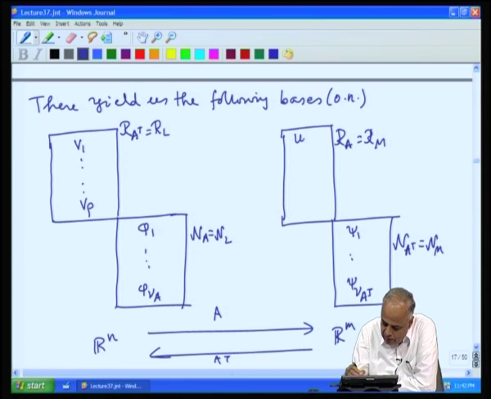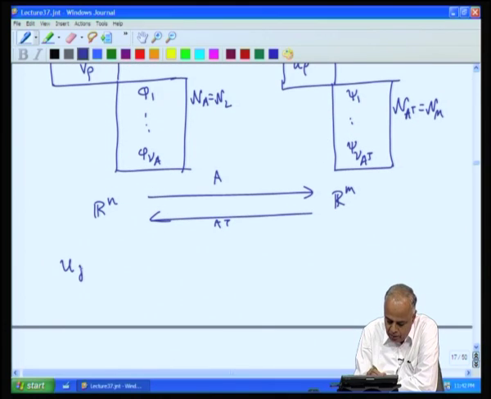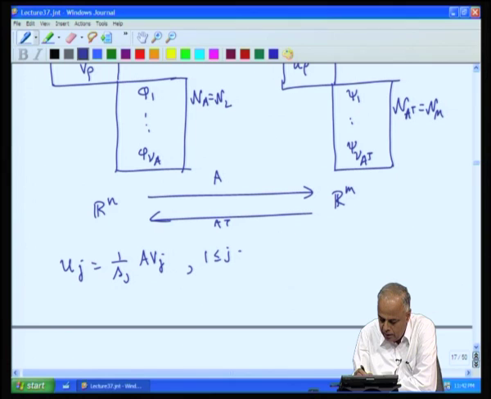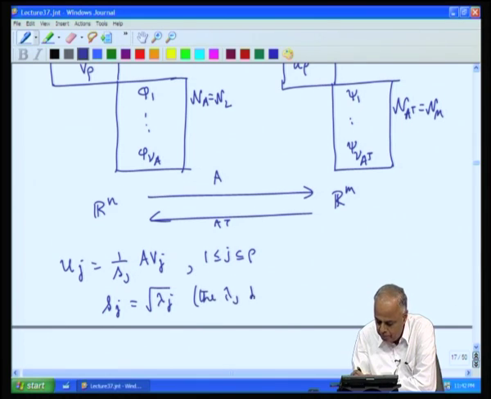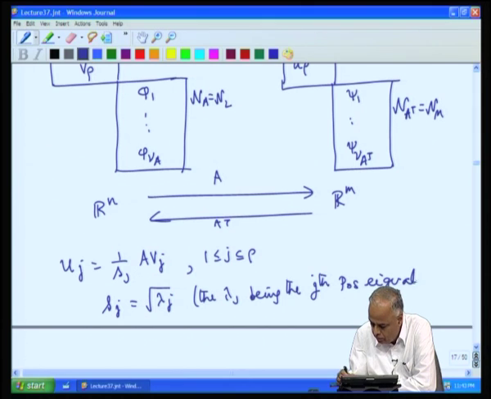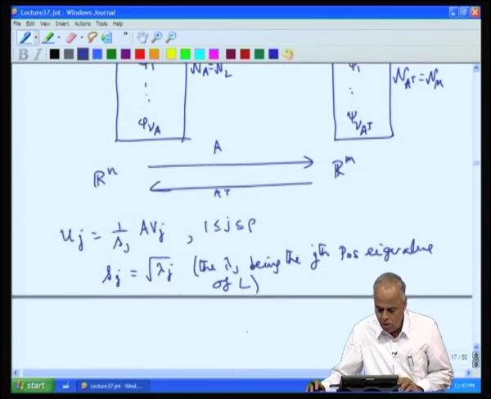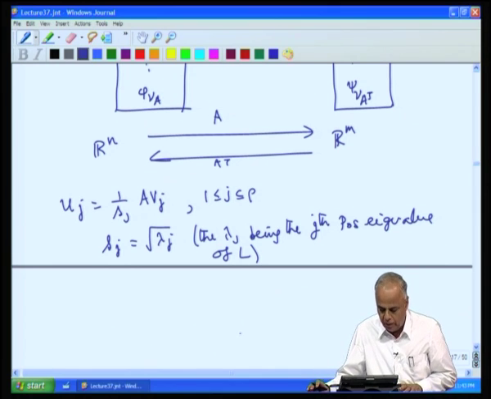Then we got the basis here u 1, u 2, u rho, with u j defined as 1 by S j A V j, 1 less than or equal to j less than or equal to rho, where S j is the square root of lambda j, the lambda j being the jth positive eigenvalue of L. Remember, we arrange them as lambda 1 greater than or equal to lambda 2 greater than or equal to lambda rho, and these S j are called the singular values of the matrix.